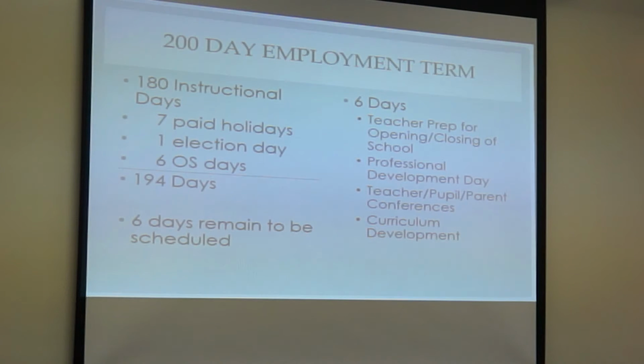Seven would be paid holidays. One is election day, and you have six out-of-calendar days. That will get you to the 194. There are six days remaining. You'll see them over on the right side of the slide.